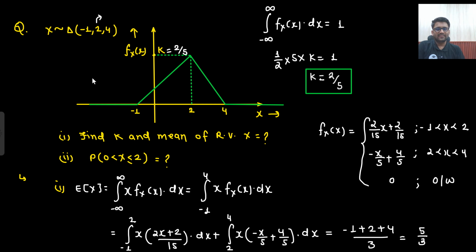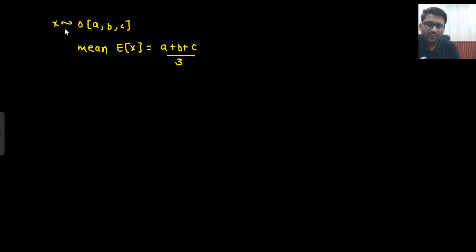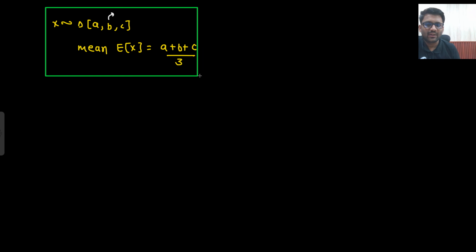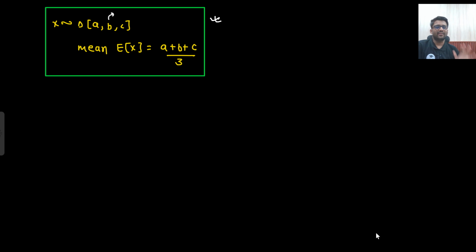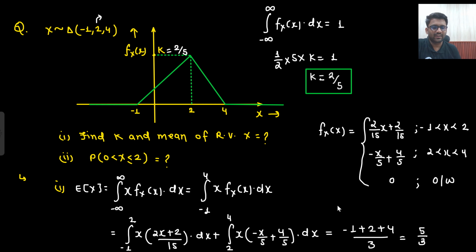So only for this triangular distribution you will remember the answer. What you will remember? If your triangular distribution is like this, a, b, c, going from a to c, with maximum amplitude at b, then the mean of random variable x would be a plus b plus c divided by 3. Remember it. Who knows, it may be asked. If you are able to remember it, then it is good. Otherwise, you will have to solve this integration and you will get the answer. Both of the things are possible.